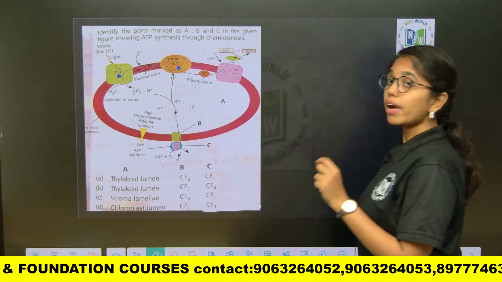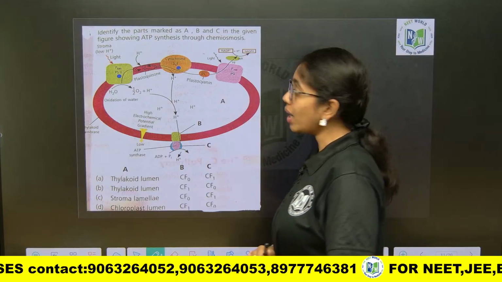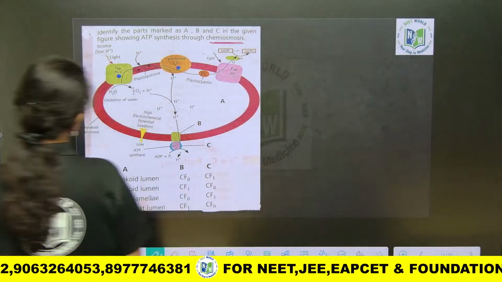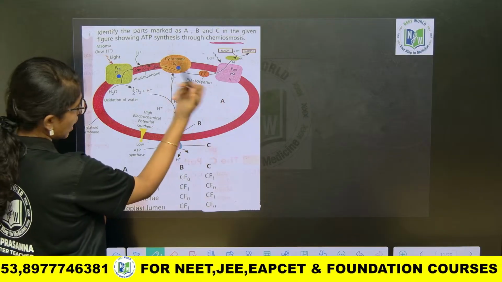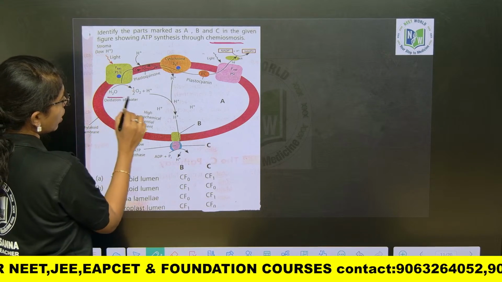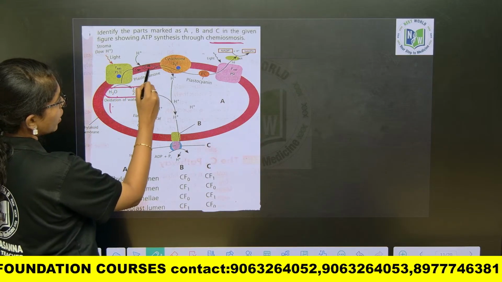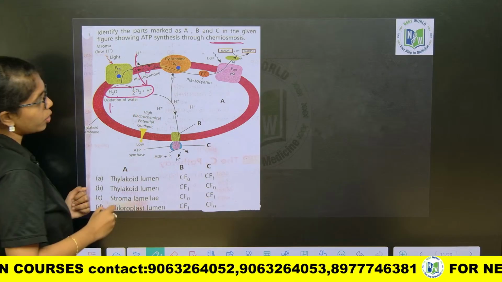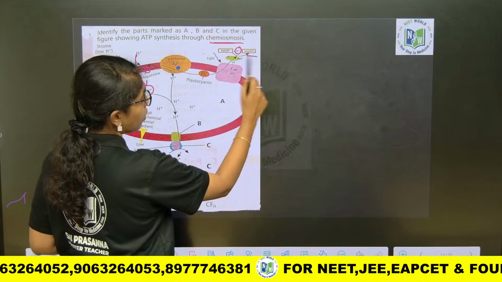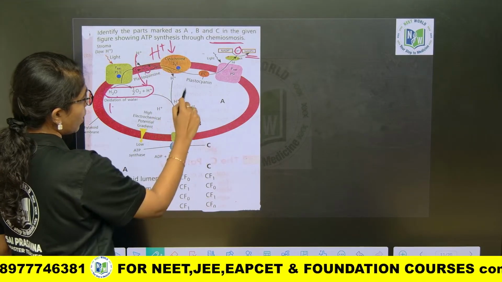This you see: identify the parts marked as A, B, C in the given figure, showing ATP synthesis through chemiosmosis. So, here you see PS1, and here it is plastoquinone, cytochrome B6F, and here it is photosystem 2. So, you can see that clear event. The very first is photolysis or hydrolysis of water. Second, through plastoquinone, plastohydroquinone, protons are pumped from stroma to lumen. Third event is that NADP plus will accept the protons in the stroma and will be reduced to NADPH.